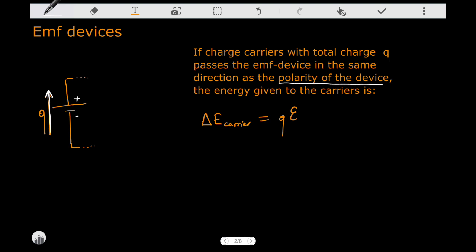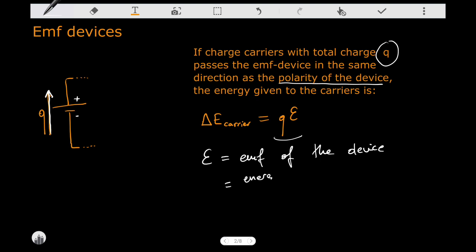Okay. And we say that if a charge Q passes over the EMF device along the direction of that arrow, then the energy given to the charge carrier is proportional to that charge. And so therefore it is charge multiplied with a constant. So the constant in here is called the EMF of the device. So E is the EMF of the device. It's essentially energy per charge of the charge carrier.